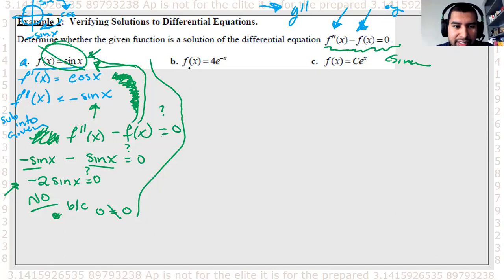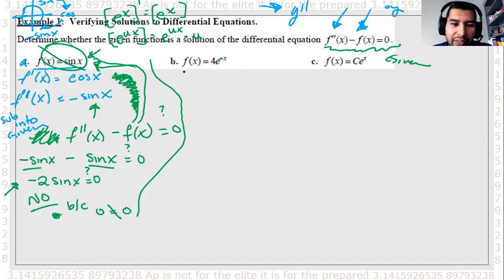The next one says the function equals 4e to the negative x. This one's going to be a little difficult if you don't remember your derivatives of e to the x. Remember, if you derive e to the x, it stays the same. But if you derive e to some value u, it is e to the same, the copy paste, times the derivative of the exponent, which is u. So keep in mind, this is a negative right here.